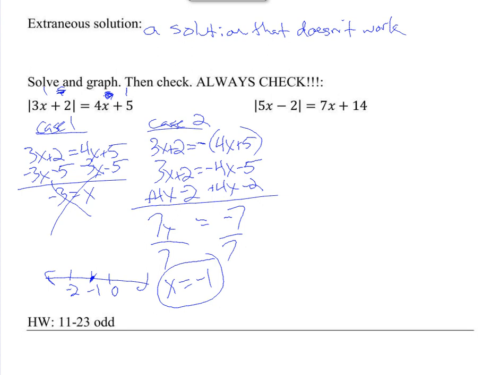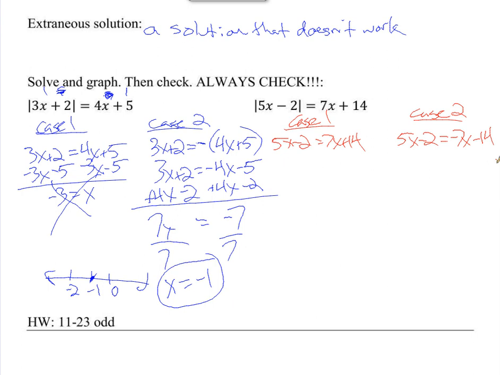So what's our first move for the second one? Case 1 and case 2. The absolute value is by itself already, so we're ready to go. Case 1, case 2. What's case 1? Everything is the same, you just don't have the absolute value symbols anymore. And case 2? Okay, perfect. We changed the sign of the other stuff on the other side.